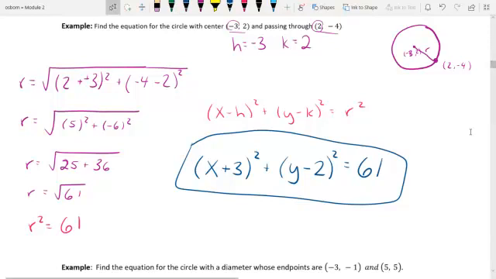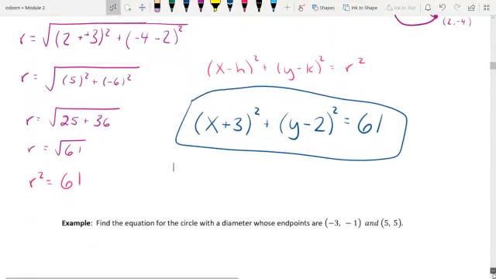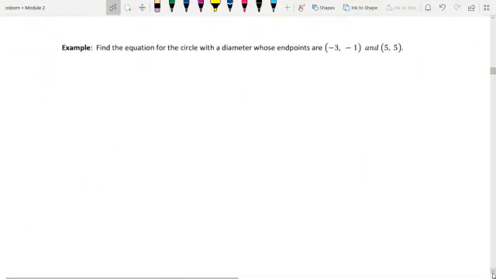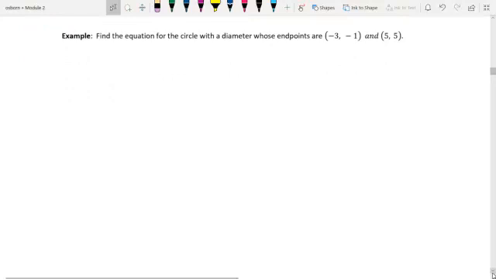Alright, so now let's look at the next example. Now the next example is going to use what we learned in the previous section. So we're going to have to use our midpoint formula and our distance formula. Because for this one, we're asked to find the equation for the circle with a diameter whose endpoints are (-3, -1) and (5, 5).